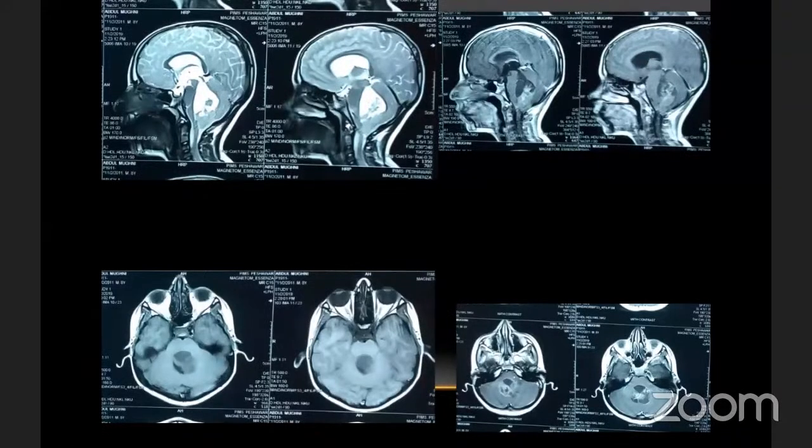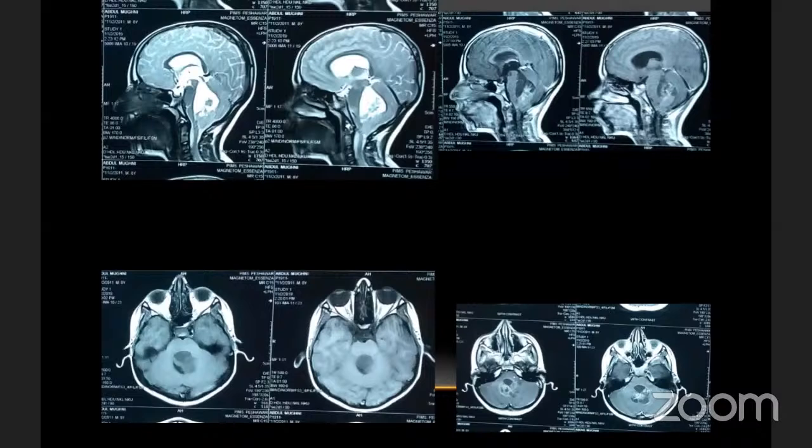Okay. If you ask for another differential, anything else? Do you think this is a medulloblastoma or maybe something else? Ependymoma, because it's exiting the foramen, or a pilocytic astrocytoma. Dr. Mohammad Rafi is saying that yes, this could be a medulloblastoma as well. Okay, so the consensus probably is medulloblastoma versus ependymoma.